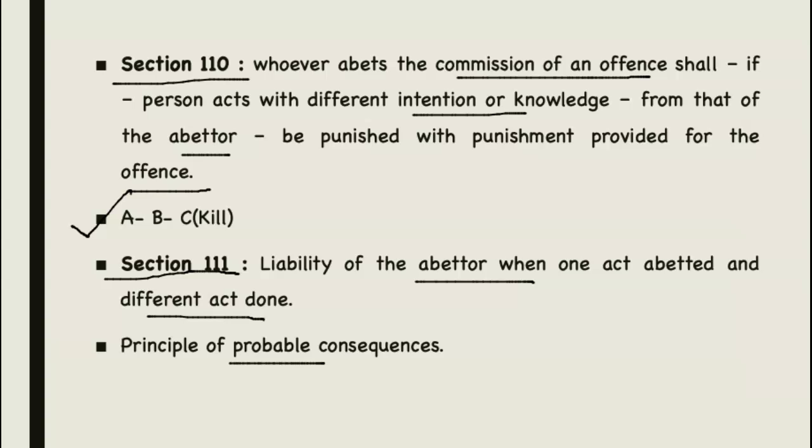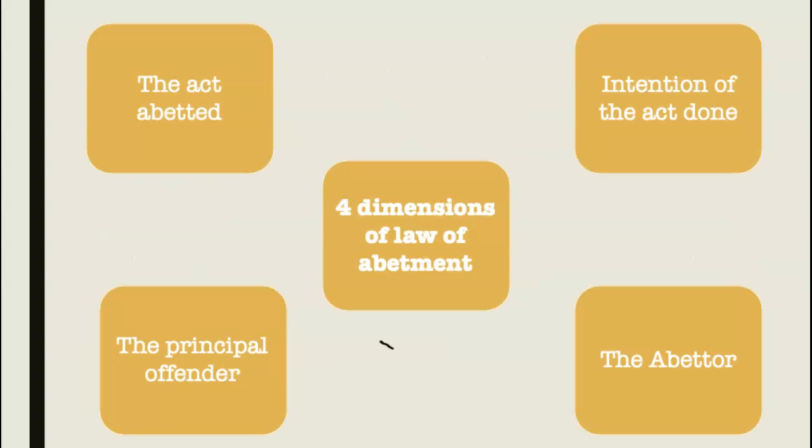So, if the result is a natural and probable consequence of the act, which is likely or can reasonably be expected to follow from such act, the abettor is liable for the act committed. Now let's move forward to another very important concept, which is the 4 dimensions of the law of abetment. So here I have basically stated the 4 factors that you must be aware of when you are judging whether the offense of abetment has been done or not.